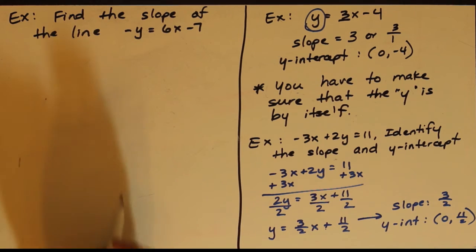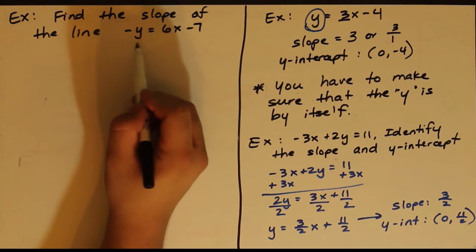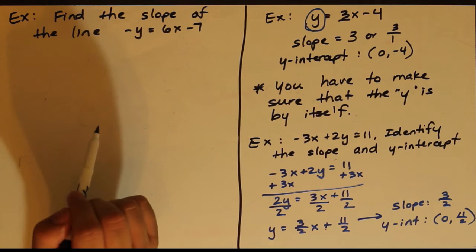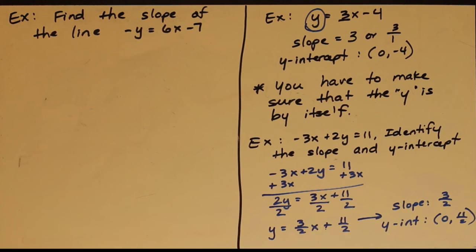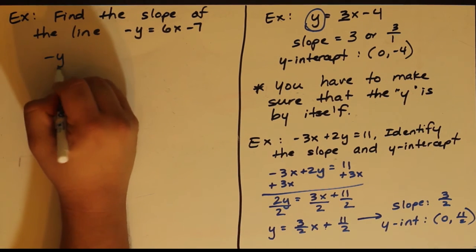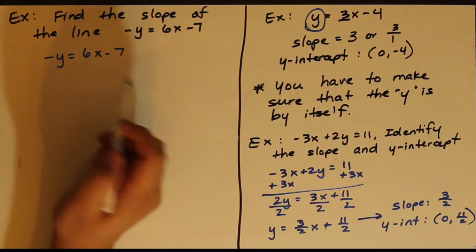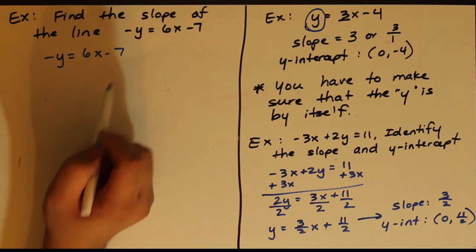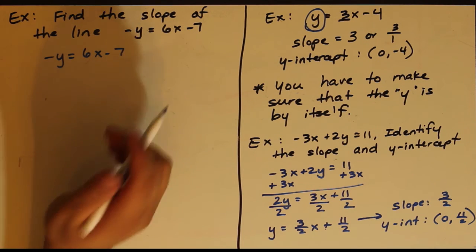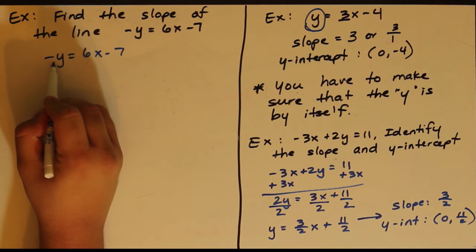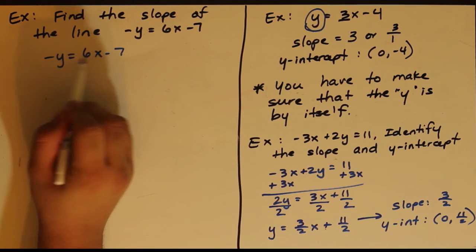Okay, so again, if you guys remember, the goal is to get the y by itself. And it's not necessarily by itself here because you have that negative sign in the way. So what you got to make sure you do is go ahead and get rid of that negative sign. So I have negative y is equal to 6x minus 7. You can do this one of two ways. You can either multiply everything by negative 1 or divide everything by negative 1. Just remember that whatever you decide to do, whether it be multiplying or dividing, whatever you do to one term, you have to make sure you do to every single term.